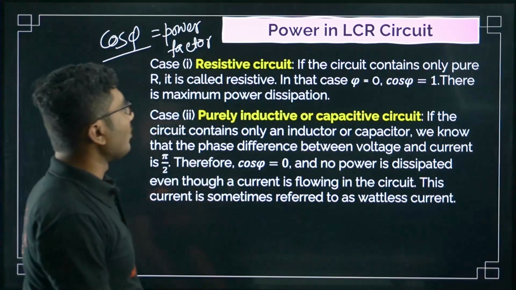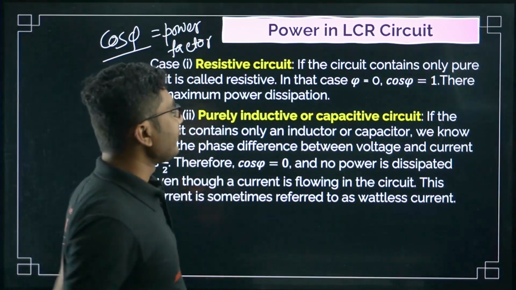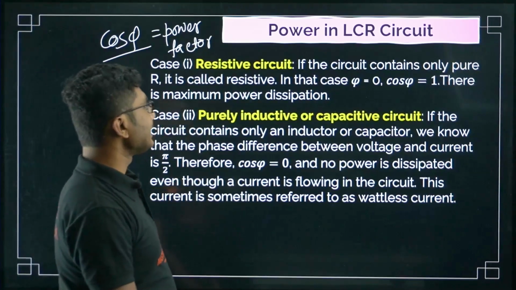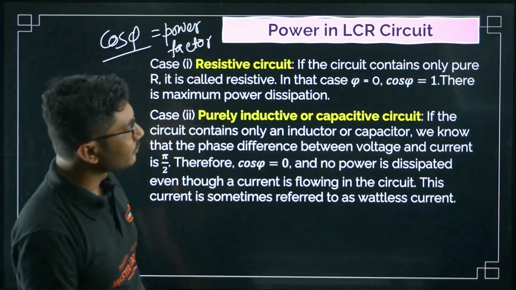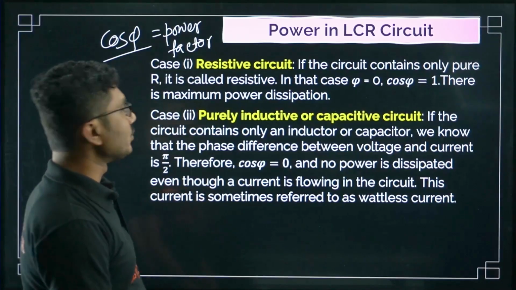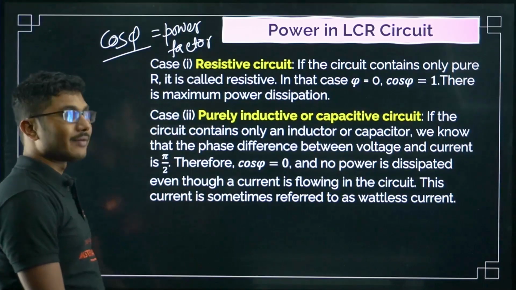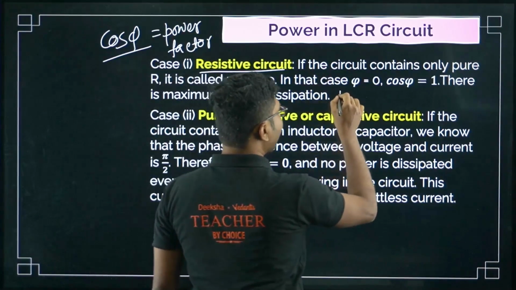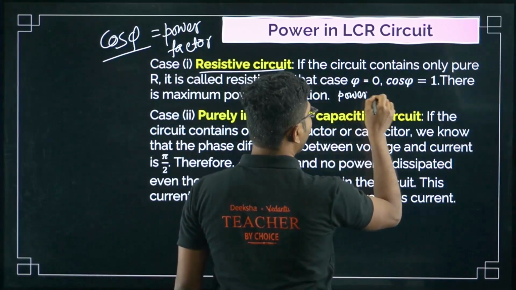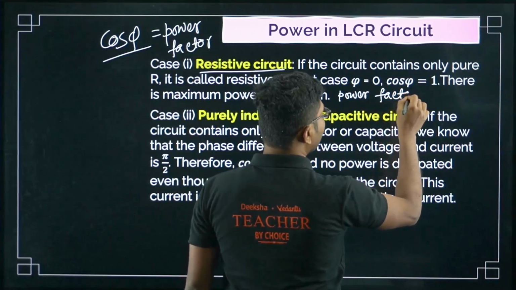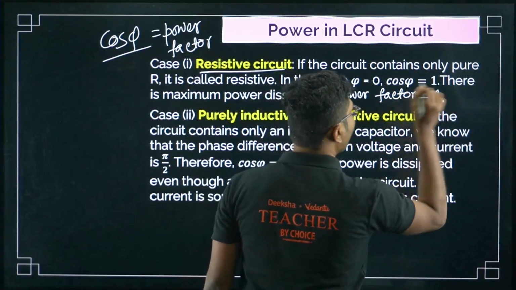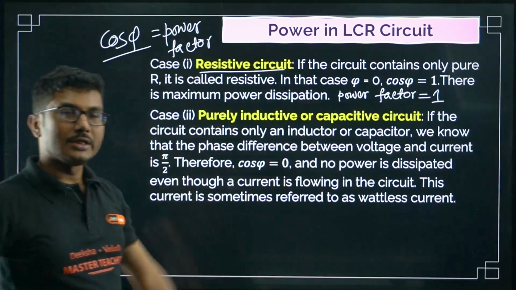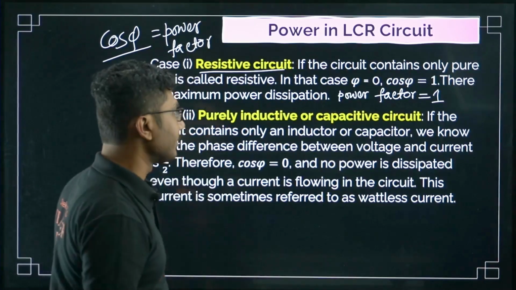Case number 1, resistive circuit. If the circuit contains only pure R, it is called resistive. In that case, phi equals 0, that is cos phi equals 1. There is maximum power dissipation. So for a pure resistive circuit, the power factor is 1. A lot of MCQs, different versions of MCQs, come from this, in your board exam as well as your KCET exam.